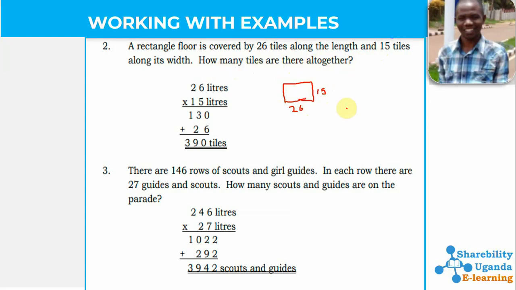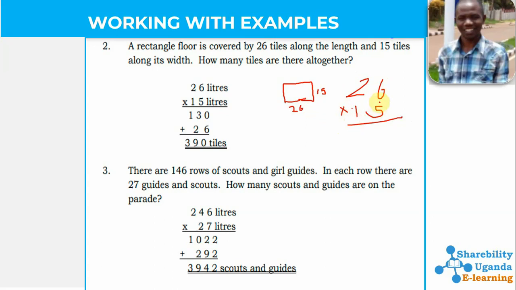Okay, so they are asking how many tiles are there all together. So for us to get the tiles which are all together, we shall only need to multiply our 26 times 15. We say 26 times 15. Okay, the 15 looks the other way around, but that is fine.